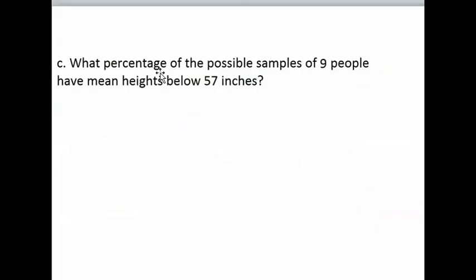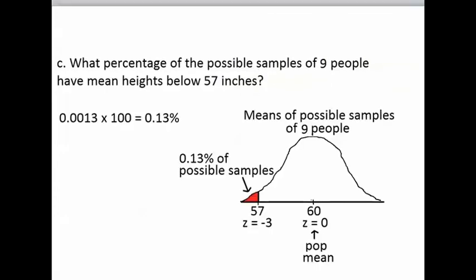Now this question is actually an extension of the last question. It just says, what percentage of the possible samples of 9 people that we could select would have a sample mean below 57? To answer that question, all we have to do is just take the probability that we found in the last question and multiply it by 100. When you multiply by 100, you change the probability to a percentage.